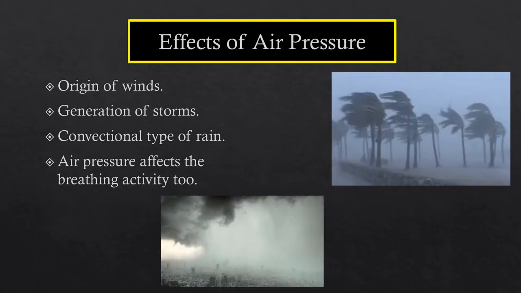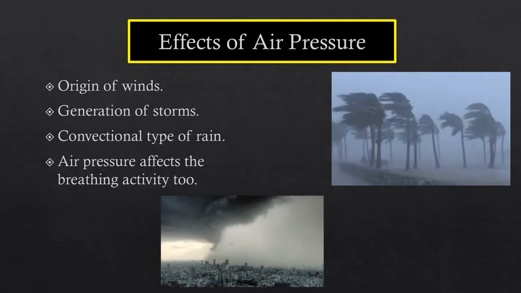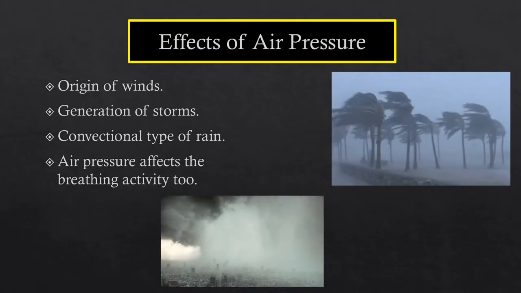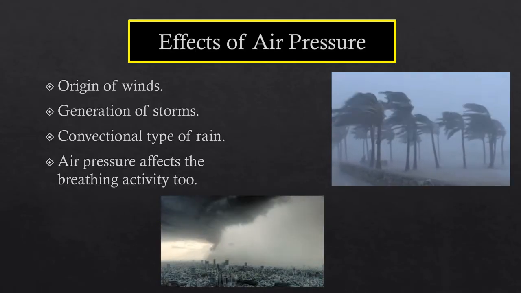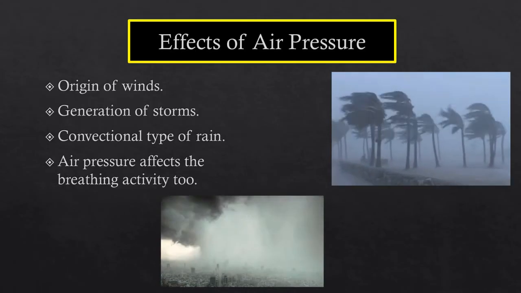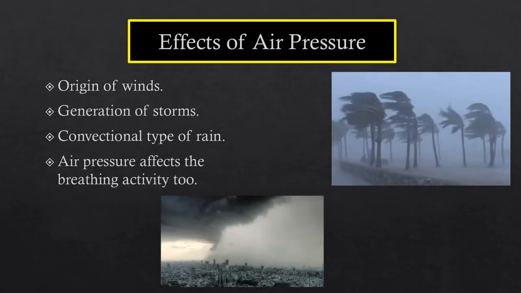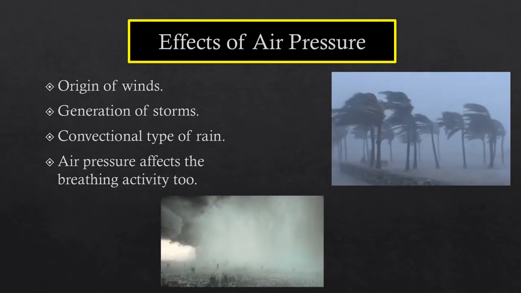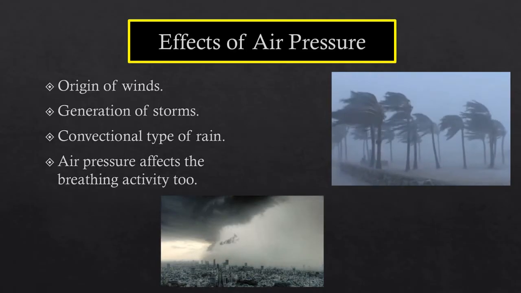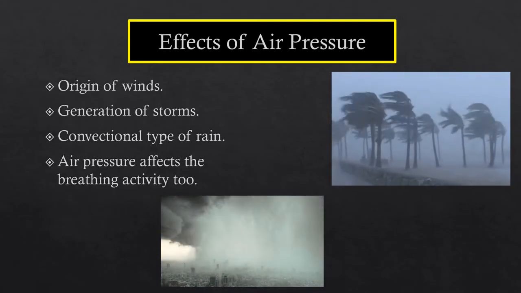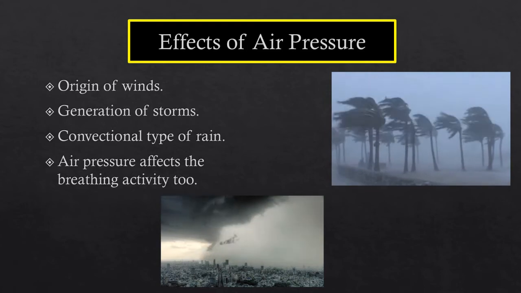Next is convectional type of rain. Convectional rainfall occurs when the energy of the sun hits the surface of the earth, causing water to evaporate to form water vapor. When the land heats up, it warms the air above it. This causes the air to expand and rise. As the air rises, it cools and condenses.